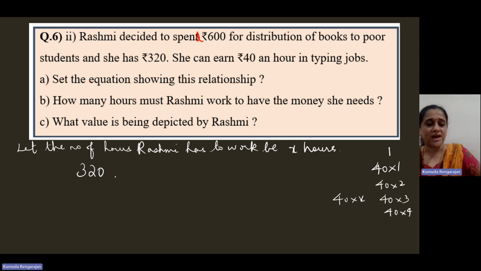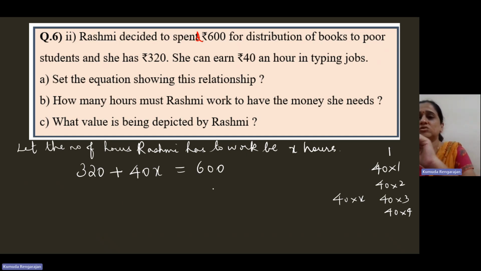So this money which she has plus what she will be earning by working for X hours, that is 40X. These two put together is equal to 600 is the equation. She needs in all 600 rupees. So that's divided into two parts. One is what she already has and one is what she has to earn. Working for X hours, she'll be earning 40X rupees. So 40X, what she'll be earning, plus what she has, 320, the total will be equal to 600. Okay, that's the equation.